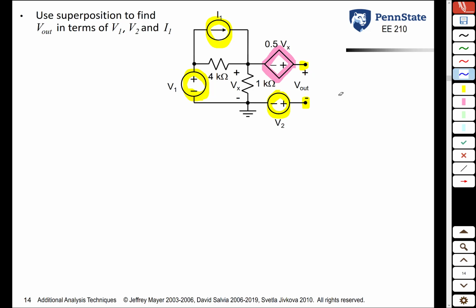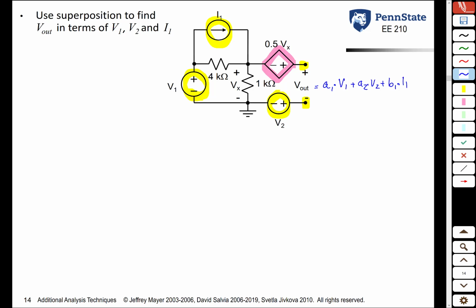What linearity tells us is that Vout can be written as a linear combination of the independent sources. So A1 times V1 plus A2 times V2 plus B1 times I1. Notice that the dependent source does not show up in that linear combination. Likewise with superposition, when we break this circuit down into three smaller circuits, we don't deactivate the dependent source. We only deactivate the independent sources. So let's do this here.